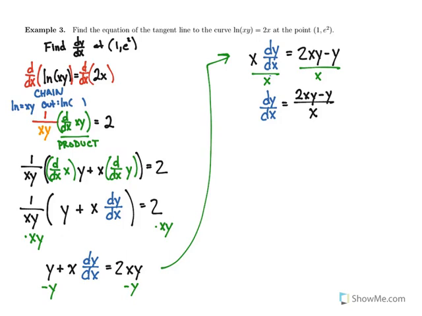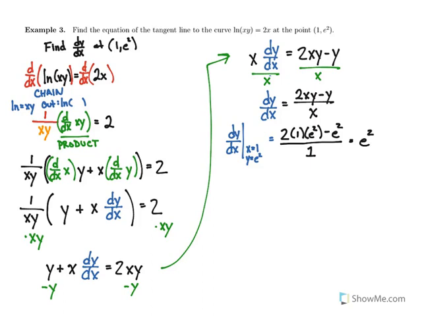Note that we need to find the derivative at (1, e squared). So the derivative at x equals 1 and y equals e squared is going to be 2 times 1 times e squared minus e squared all over 1. And that's 2e squared minus e squared. That's going to be all together e squared.